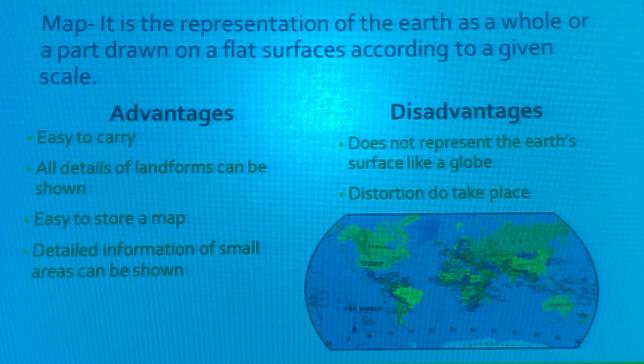The advantages are, it is easy to carry and handle. We can carry a map everywhere. All the details of landforms can be shown, like climatic condition, physical features, agriculture, soil, natural vegetation. Okay, it is easy to store a map, and detailed information of small areas can also be shown. But the disadvantage is it does not represent the Earth's surface like a globe. So distortion does take place. Distortion means the misrepresentation of something.